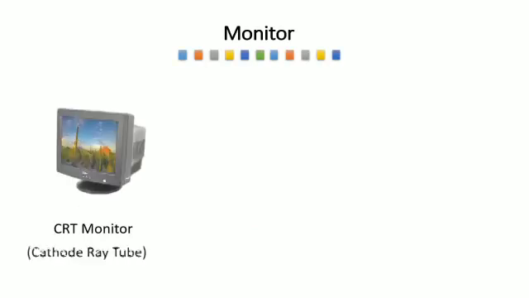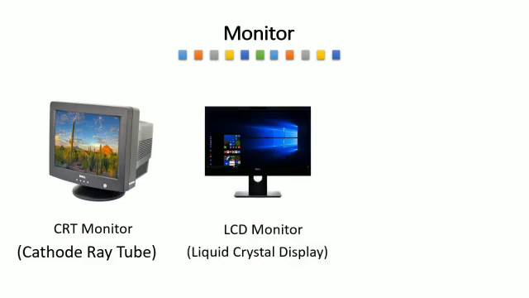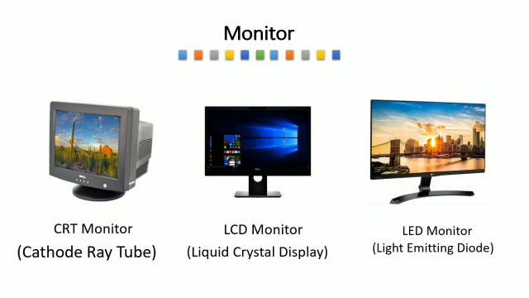Next one is types of monitor. CRT monitor, that is called cathode ray tube monitor. So it is a picture of a CRT monitor. LCD monitor, liquid crystal display, and LED monitor, light emitting diode. So there are three types of monitors.